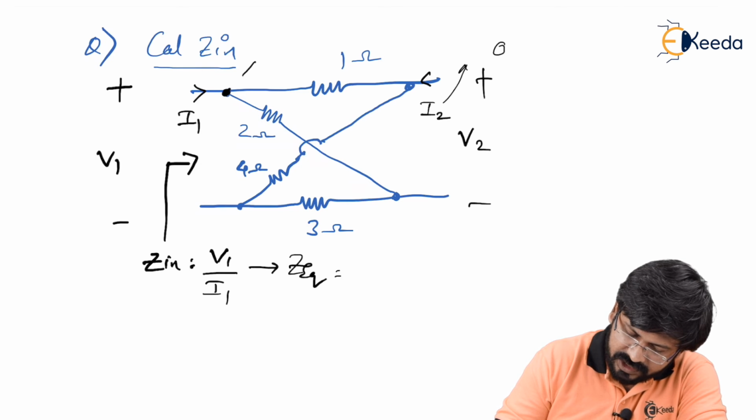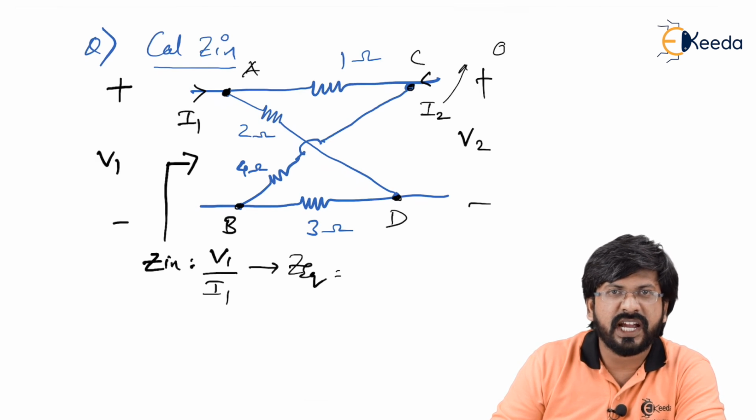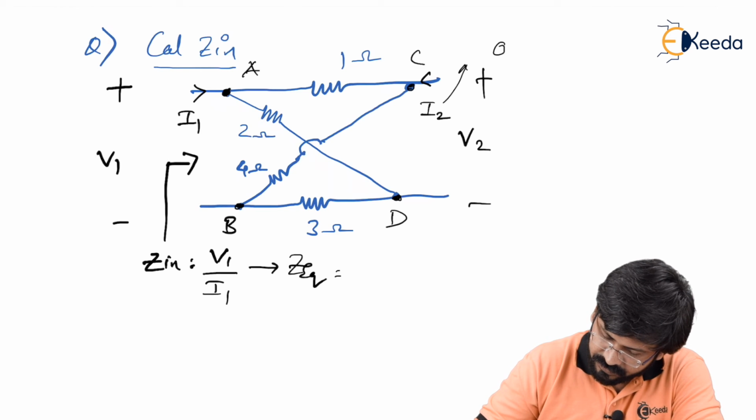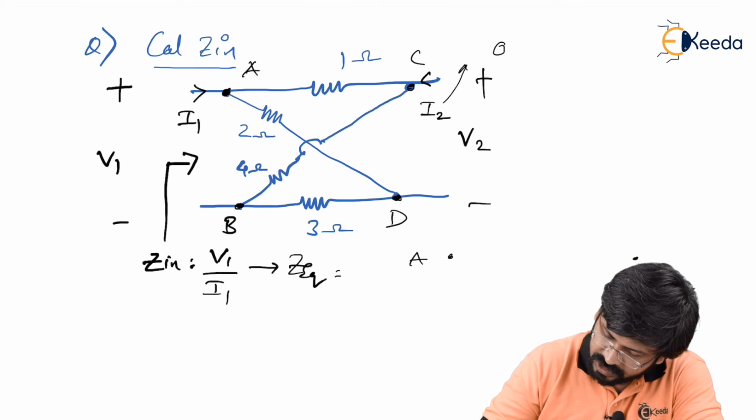Let's see what we can do with this. Let us assume this point as A, this point as B, this point as C, and this point as D. With respect to points A, B, C, D, we have to calculate Z in between point A and point B. So what I can do is, I can say this is point A and extreme point B. Between A and B, there are 2 extra points, let's say C and D.